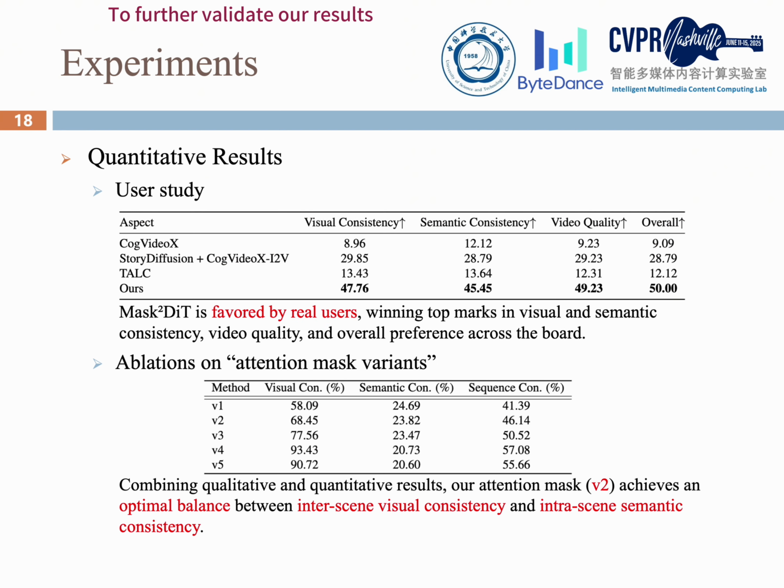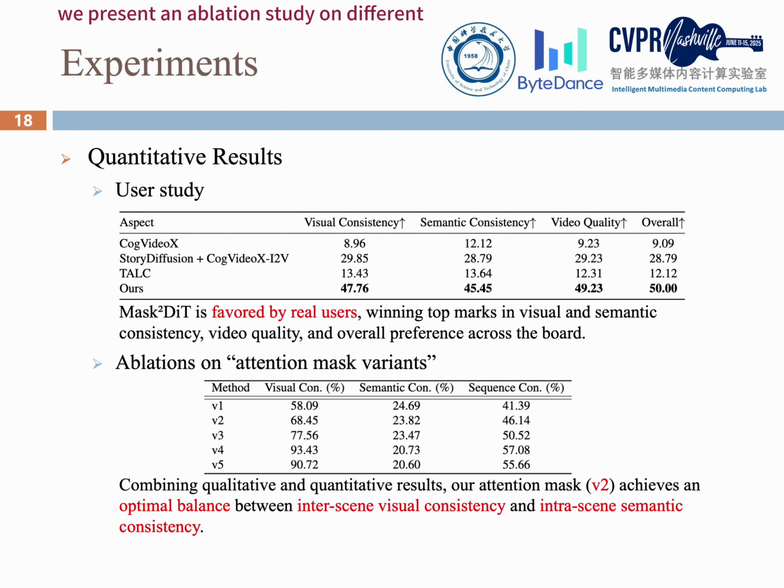To further validate our results, we conducted a user study involving human evaluators. As shown in the top table, Mask²DiT is strongly preferred by real users, winning top scores in visual consistency, semantic alignment, video quality, and overall experience. This confirms that our improvements are not only measurable by metrics, but also perceptible and meaningful to users.